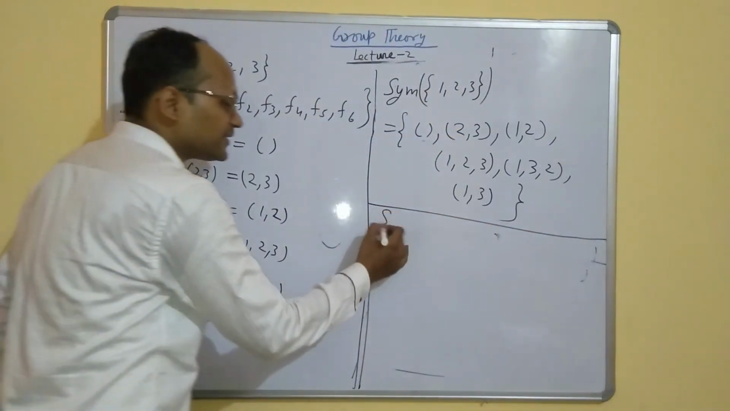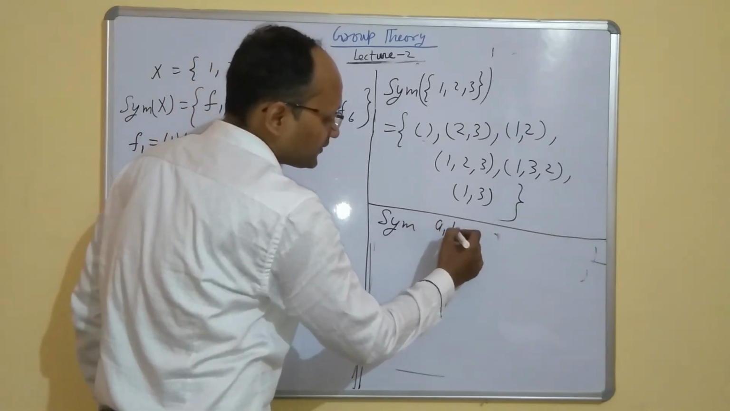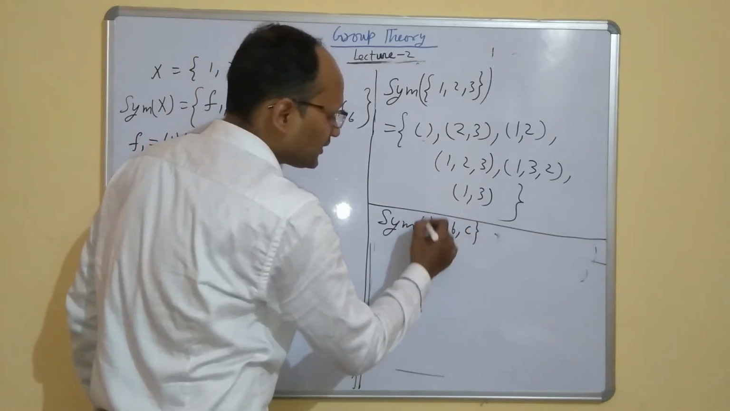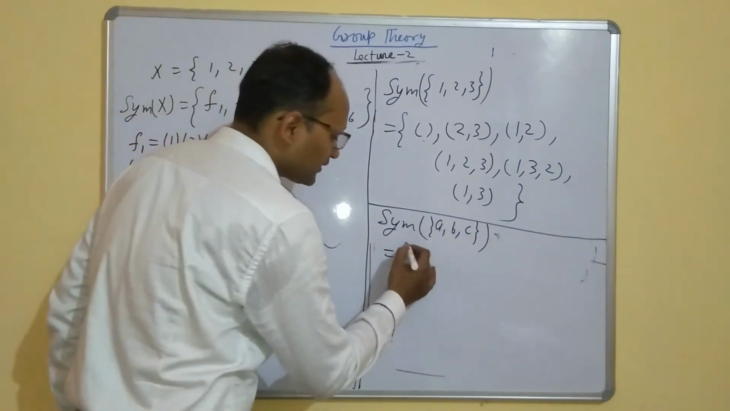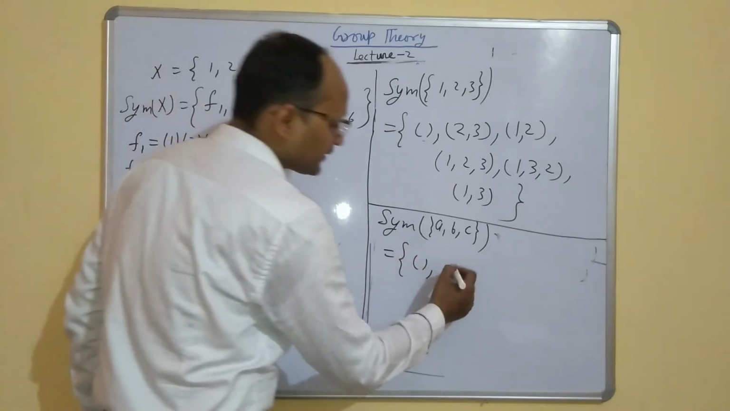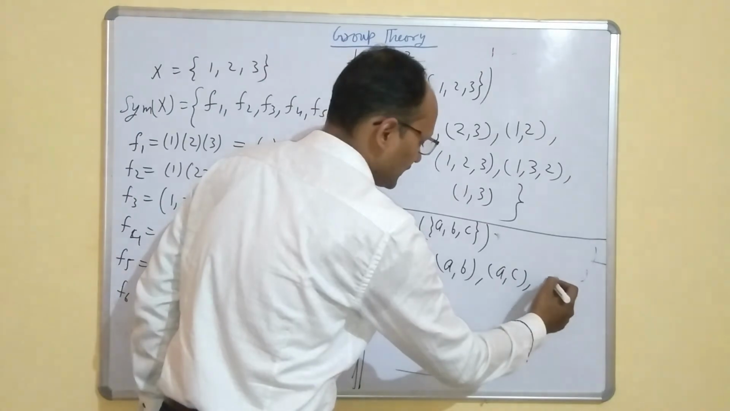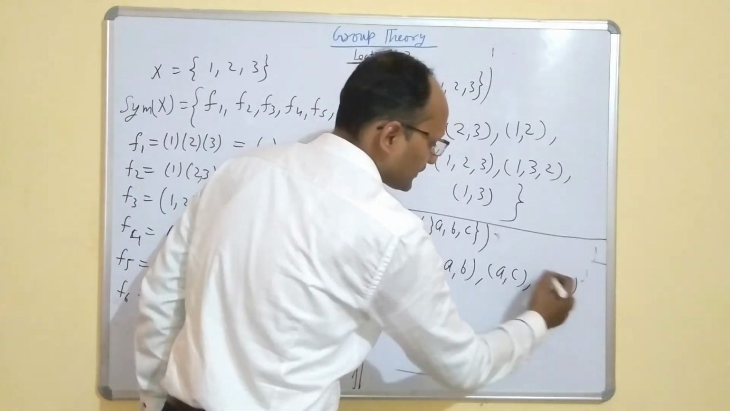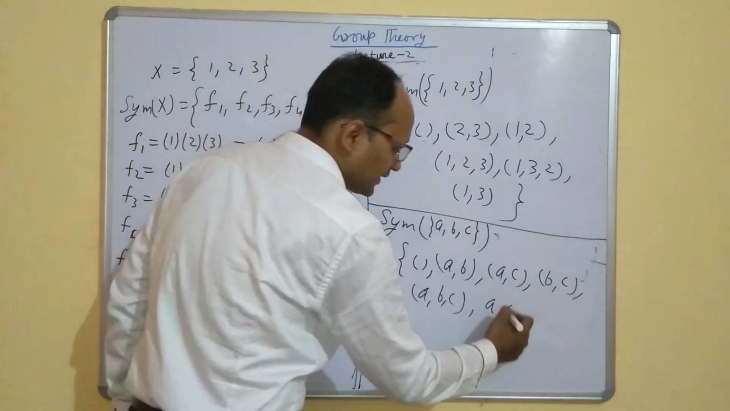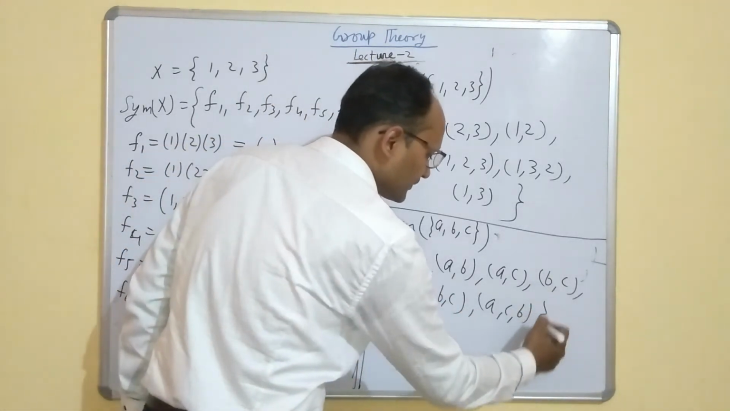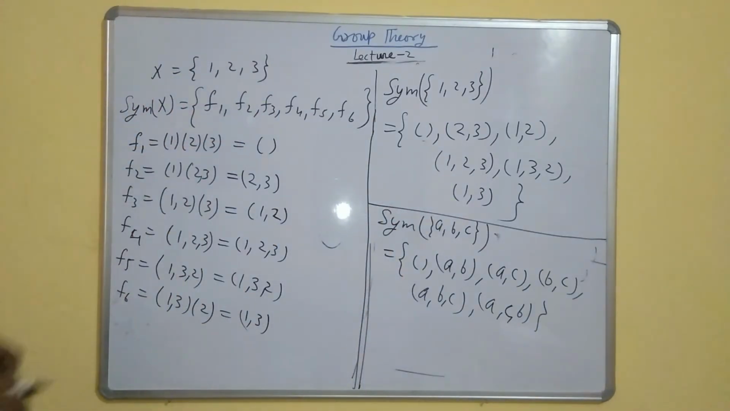Similarly, if you take another set, Sym of A, B, C, suppose I change the symbols and in place of 1, 2, 3 I write A, B, C, then again the same thing will work, and we can write it as AB, AC, and BC, and ABC and ACB. You can check it. So in place of 1, 2, 3, if I write ABC, then it will be written like this.